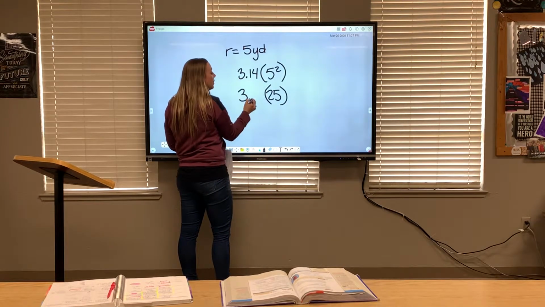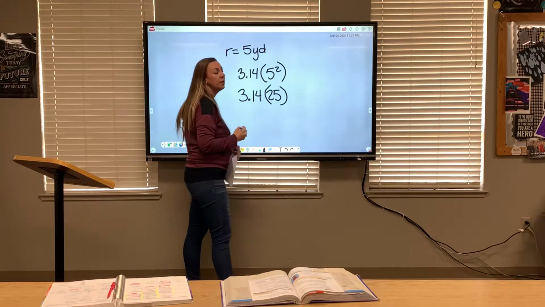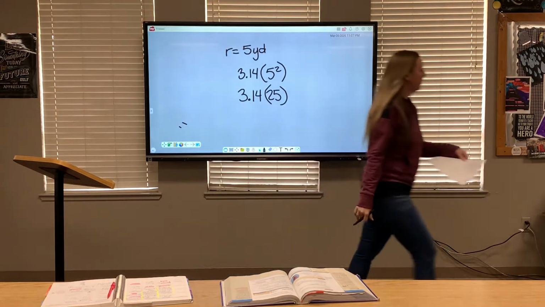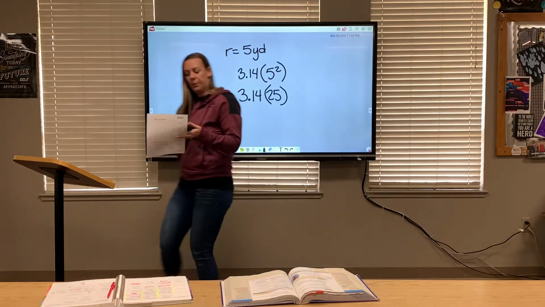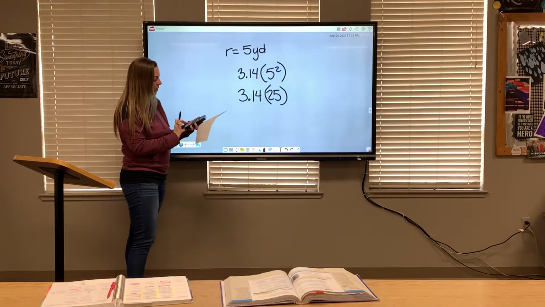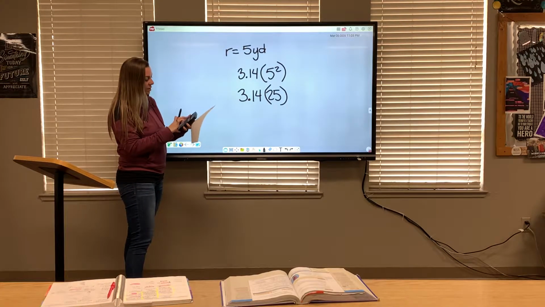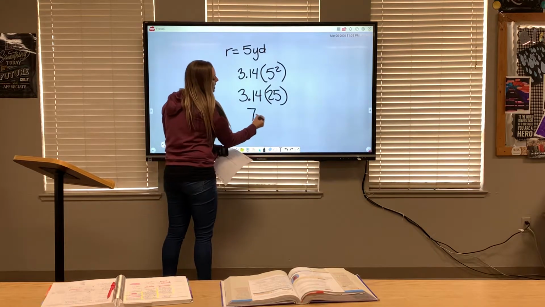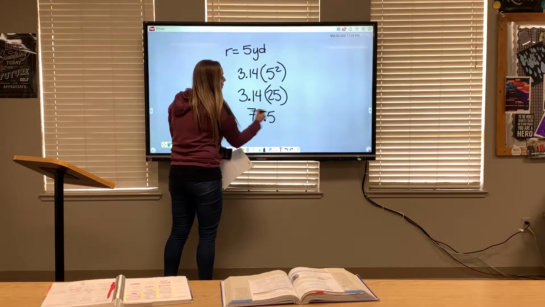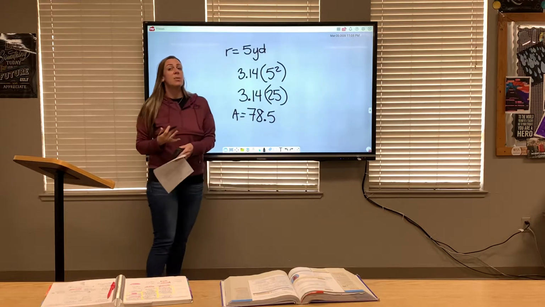I'm going to take that and multiply by 3.14. Okay, so I have 3.14 times 25 is 78.5. So that's my area, 78.5.